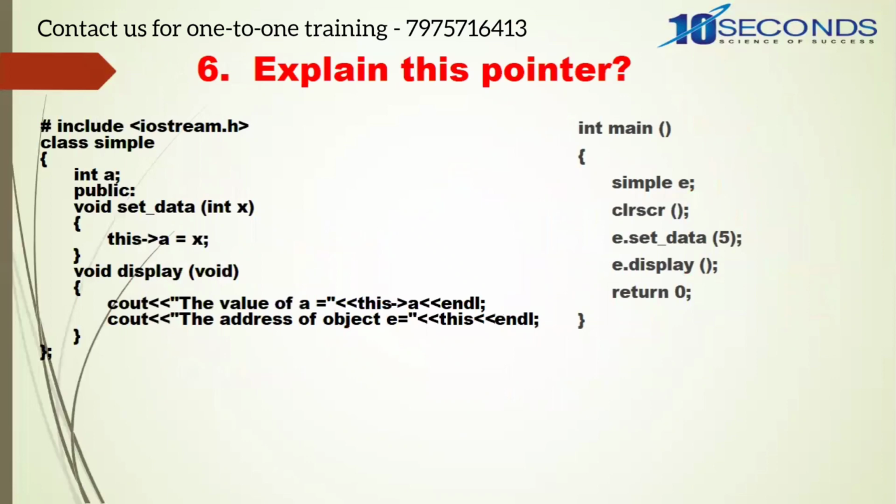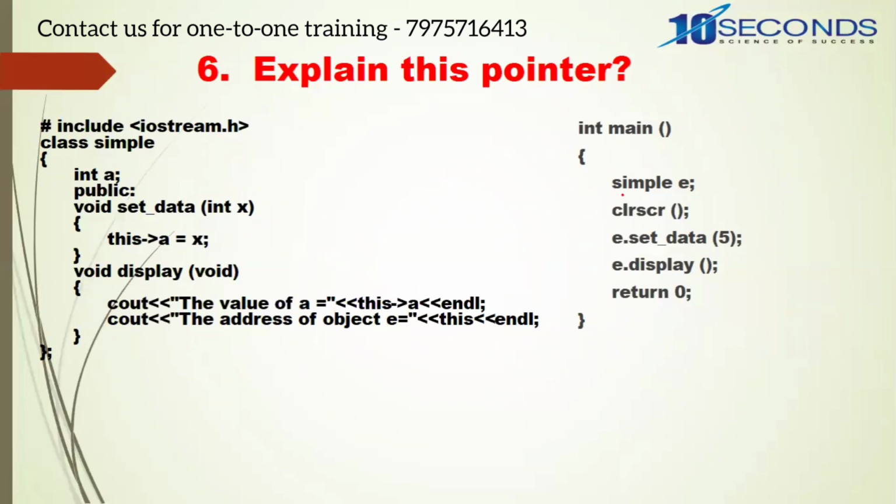So this pointer, very simple. Whenever we call any member function with the help of the object, the address of the object will be stored in this pointer automatically. I repeat, whenever we call any member function with the help of an object, the address of the object will be stored in this pointer automatically.